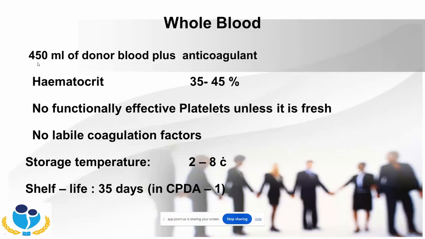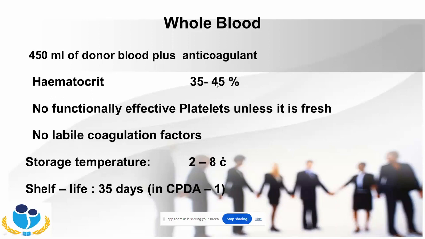Whole blood is around 450 ml of donor blood plus anticoagulant. The hematocrit concentration of whole blood usually corresponds to the donor hematocrit. It can range from 35 to 45.